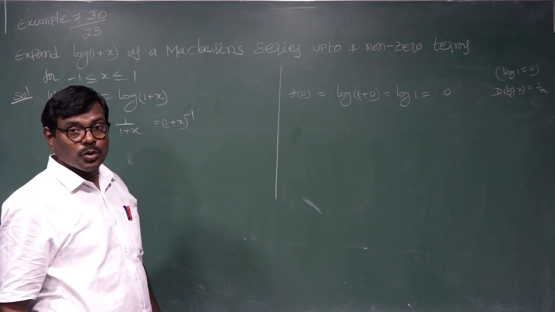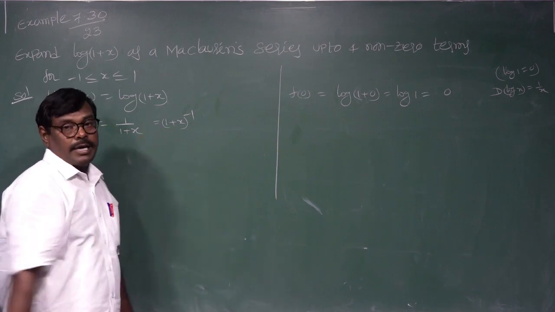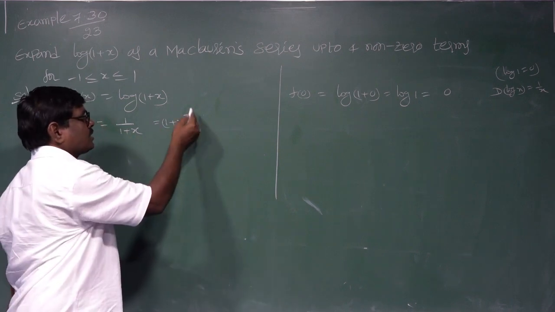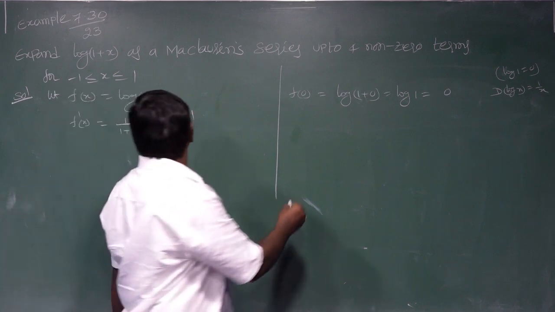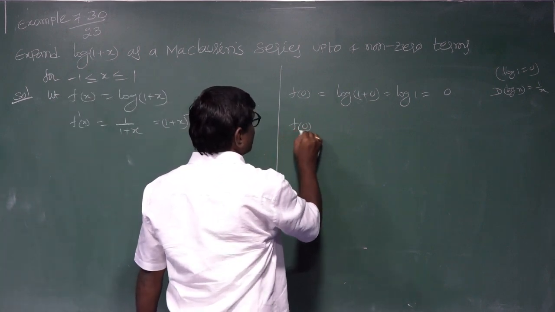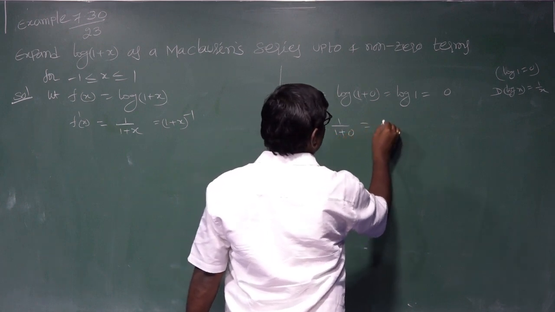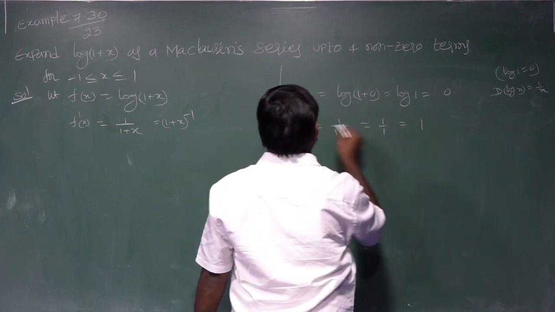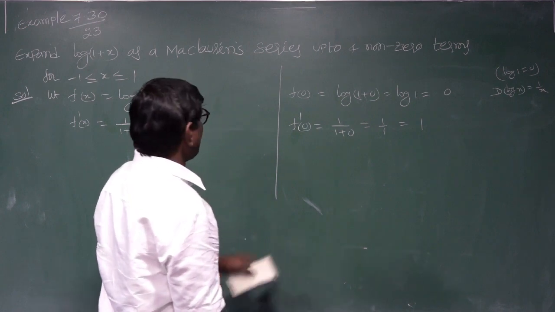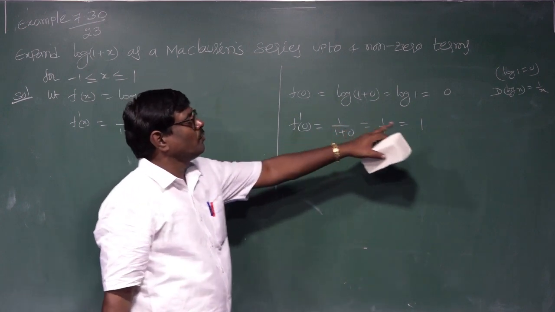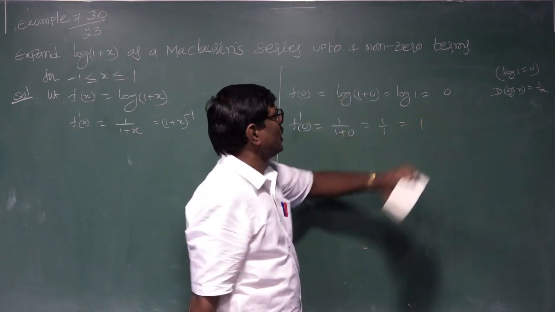This is converted to a binomial expansion formula: (1 plus x) to the power of minus 1. f of 0 equals 1 by 1 plus 0, equals 1 by 1, equals 1. f dash 0 equals 1. The f of 0 value is 1.